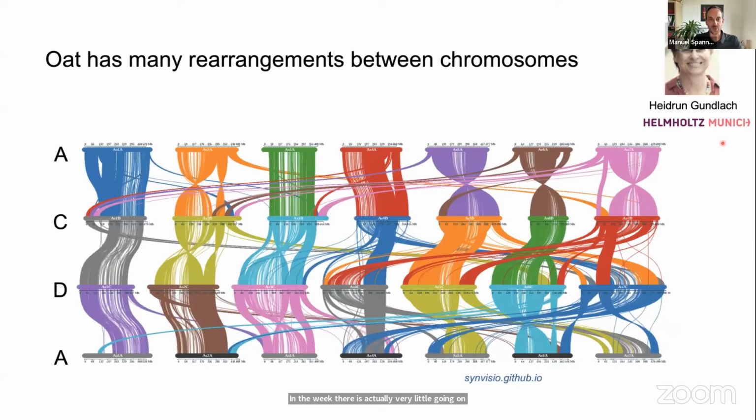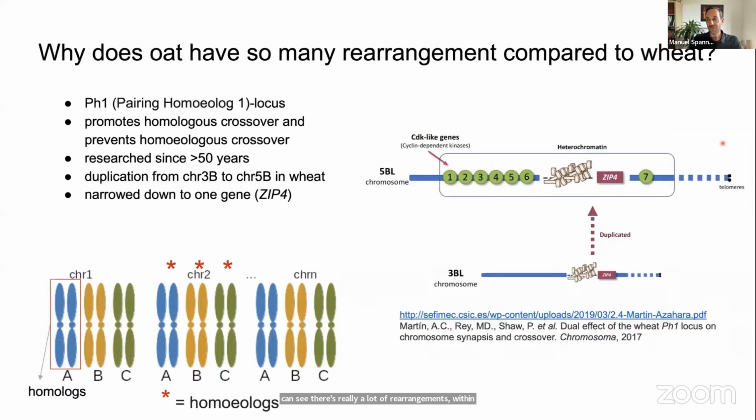And this is also supported by this visualization that was done using Synvisio. So you see, this is the oat genome, the ACD subgenomes here. And you can see there's really a lot of rearrangements within the subgenomes, but also between the subgenomes. So we were making up our mind, why does oat have so many rearrangements, especially compared to bread wheat?